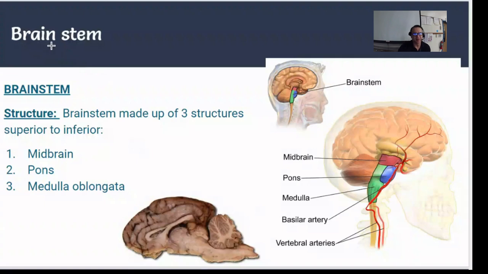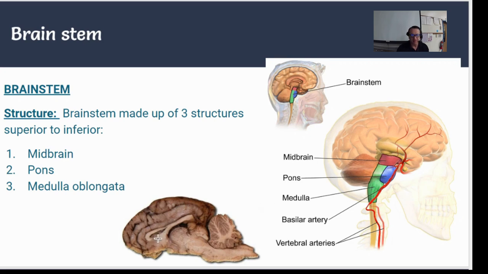And now we're going to move on into the brain stem. The brain stem is made up of 3 structures, from superior to inferior, or from top to bottom. It's made up of the midbrain, the pons, and the most inferior, or the most on the bottom, is the medulla oblongata. All right, so here's the human brain, so you can see midbrain right there, pons, and then medulla on the bottom.